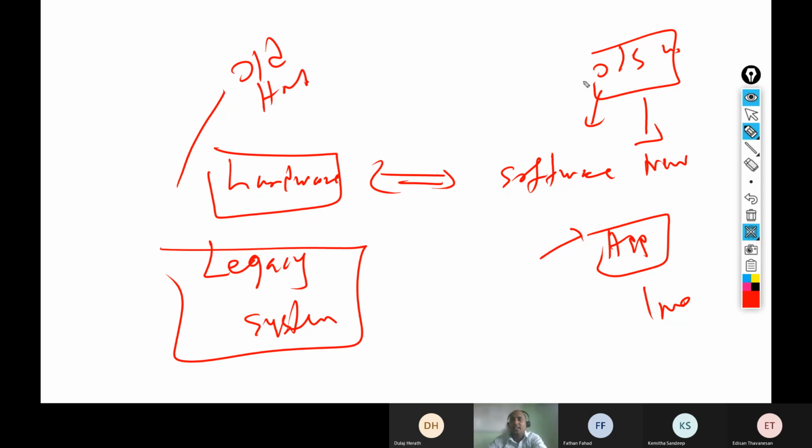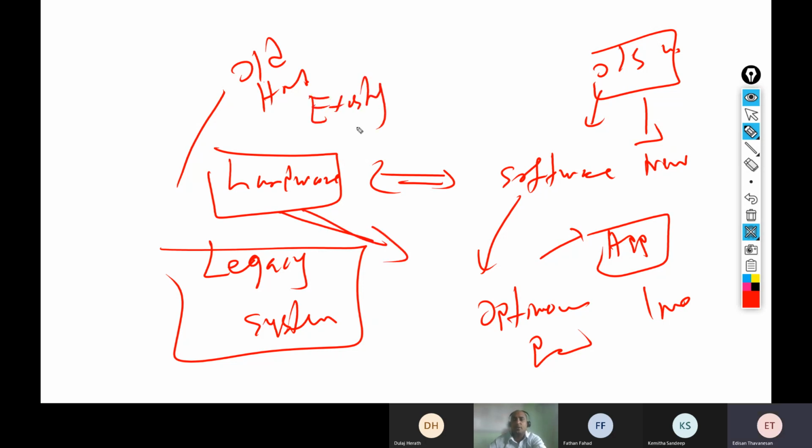What will happen? These new apps, new OS, new functionalities, and new features of applications will not get their optimum performance with this existing hardware.